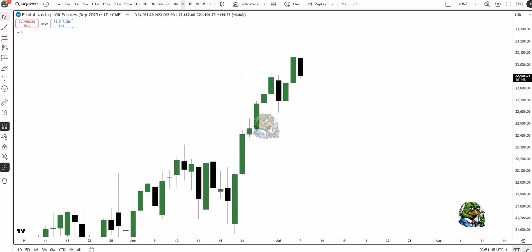Now I'm going to highlight a couple of things. On this chart, Monday is the start of the week. So that there is Monday, then we have Tuesday and then we have Wednesday. Now what I want you to notice is a couple of things. Firstly, we have a daily fair value gap. That's important because a daily fair value gap is discount, right?